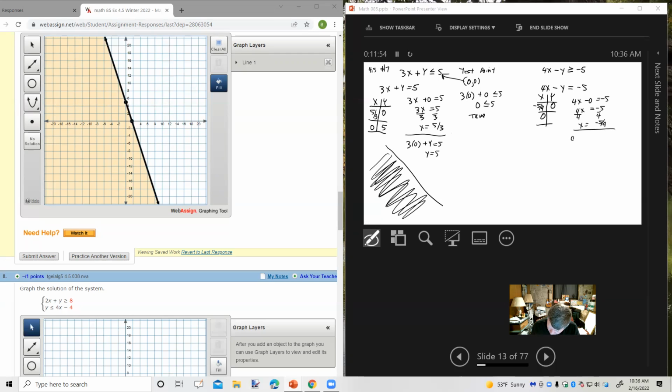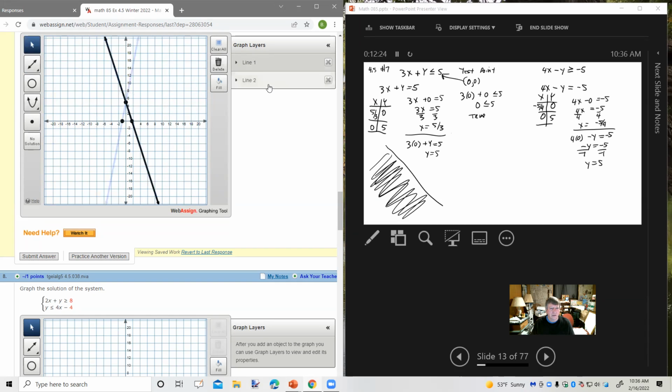If x is 0, 4 times 0 minus y equals negative 5. So negative y equals negative 5. Divide both sides by negative 1, and y equals 5. So now I have 2 points again. And I'm going to come over here and plot negative 5/4, which is like negative 1 1/4. So that's going to be somewhere right about there. And then 0.5 is going to be there.